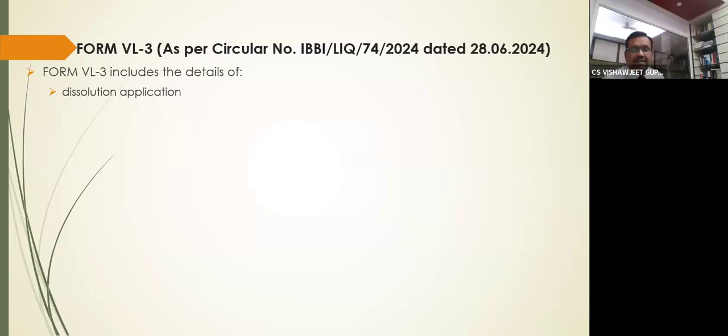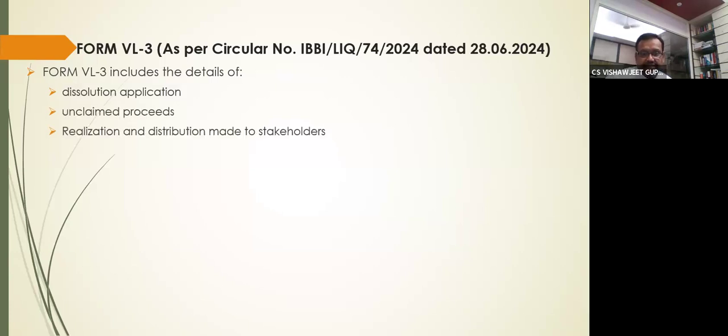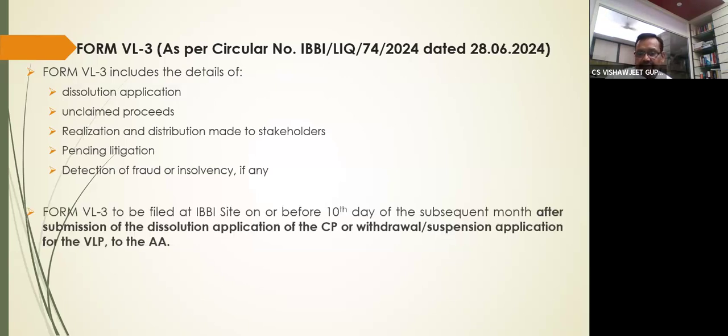So Form VL3 includes the details of dissolution application, unclaimed proceeds, realization and distribution made to the stakeholders. I have discussed pending litigations, detection of fraud, insolvency. VL3 is required to be filed at the IBBI site on or before the 10th day of the subsequent month after submission of dissolution application of CP or withdrawal or suspension of application for voluntary liquidation process to the adjudicating authority. Right?